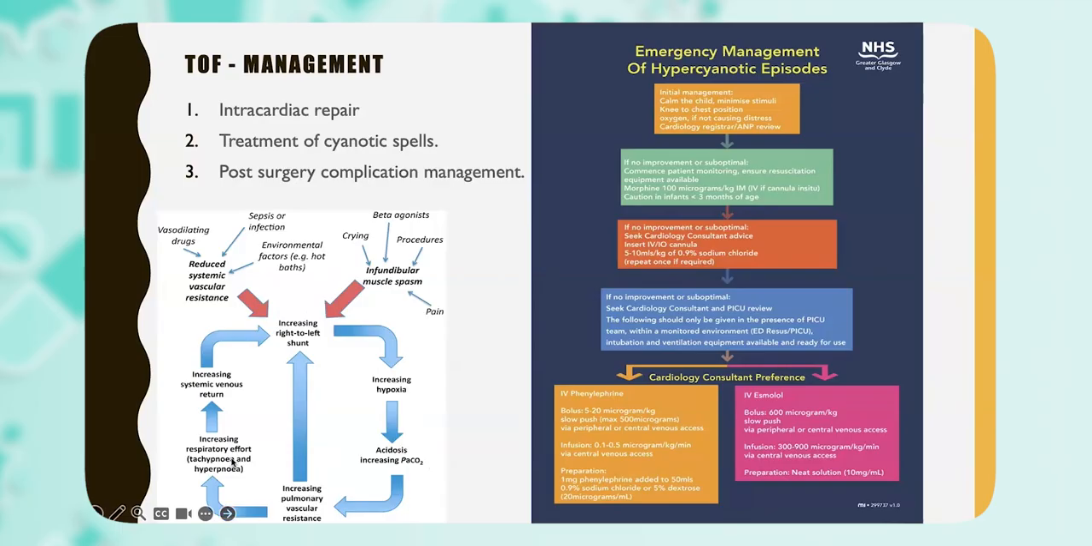Increased pulmonary vascular resistance will cause decreased flow through the pulmonary circulation. So decreased flow from the RV to the pulmonary artery and increased flow from the RV to the aorta. So this is a vicious cycle. It keeps on increasing. So more and more deoxygenated blood, the child becomes more and more cyanosed.